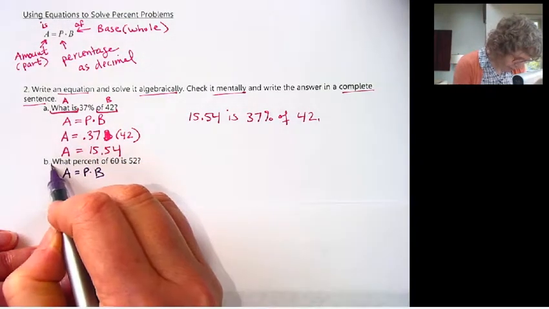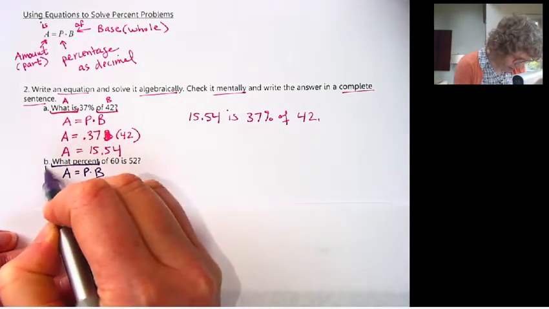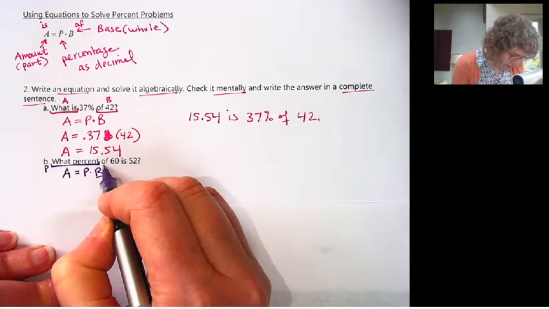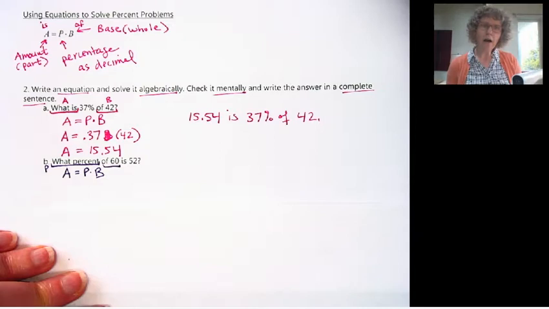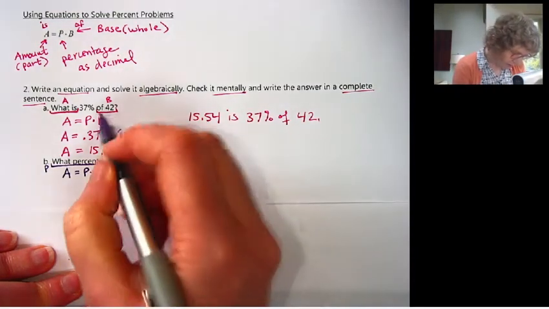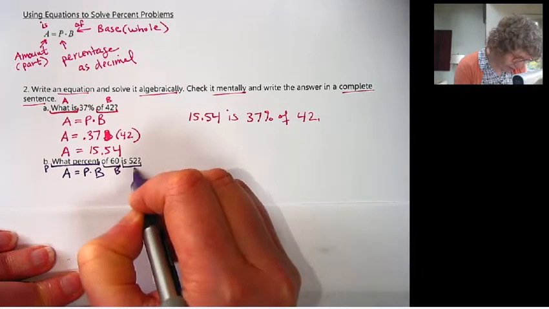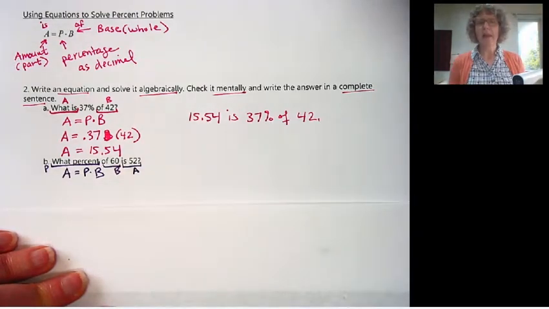So what percent? Okay, so that's P, right? We don't know P. Of 60, so which one was the of? That's the B. And is 52 is the A. So the of is the amount you're taking it out of, so that's the base or the whole.